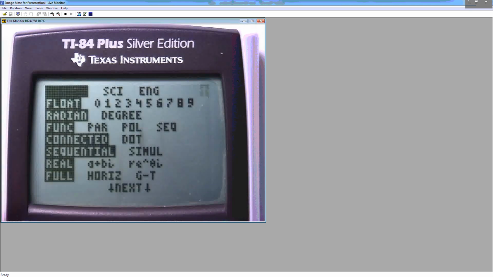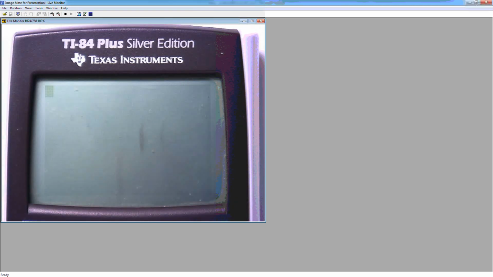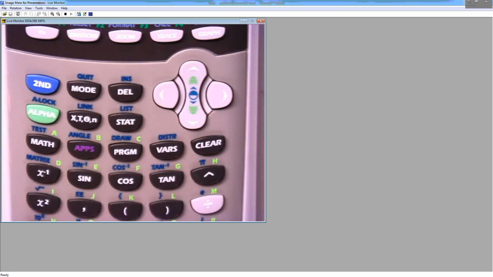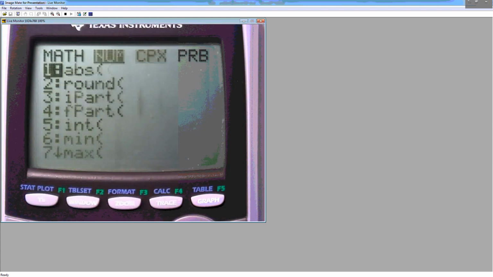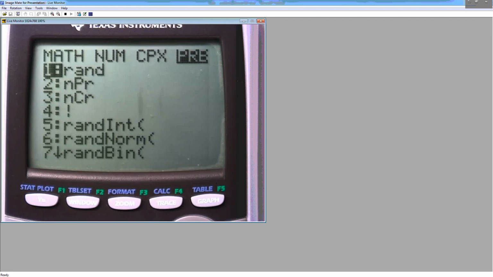Second quit. There we go. There is a math button, and the math button is right here under alpha. So I'll hit the math button, and when I hit it, it opens up this menu, and at the very top on the far right is PRB. That stands for probability, and this is where all of your probability and statistics commands are.